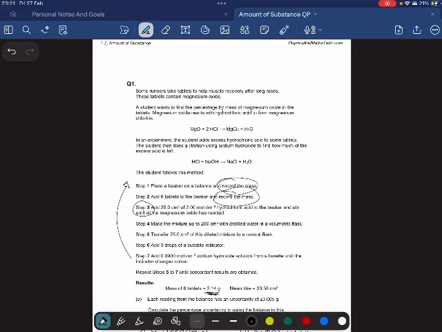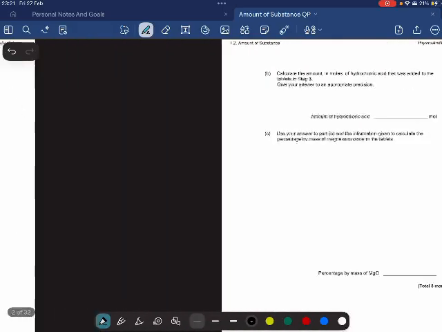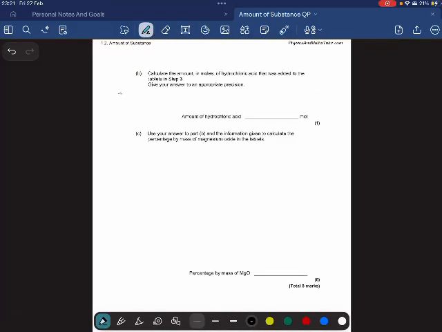Step 3 here, we add 25 centimeters cubed of 2 mol per dm cubed hydrochloric acid to the beaker and stir till all the magnesium oxide has reacted. Perfect. We've been given everything: our concentration and our volume, which is 2 moles per dm cubed, and our volume being 25 centimeters cubed. Now the equation we use to find the moles is concentration equals moles over volume. So substituting that in, we get 2 equals n over 25.